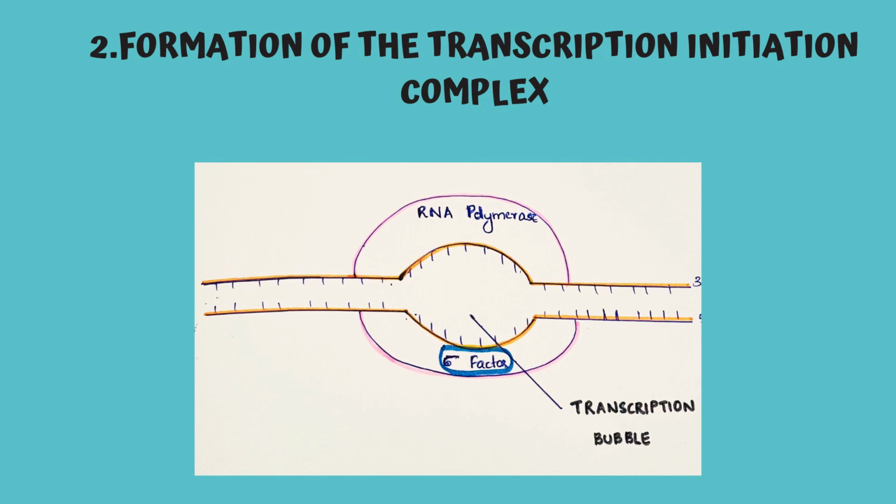Formation of the transcription initiation complex. Once the RNA polymerase is bound to the promoter, it unwinds a small portion of the DNA double helix to expose the template strand. This unwound region of DNA is referred to as the transcription bubble. The unwinding of DNA allows RNA polymerase to begin synthesizing RNA using the template strand as a guide. So the initiation complex consists of RNA polymerase, sigma factor and promoter DNA.